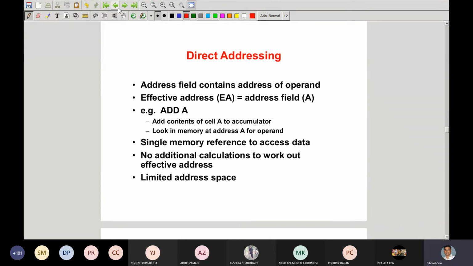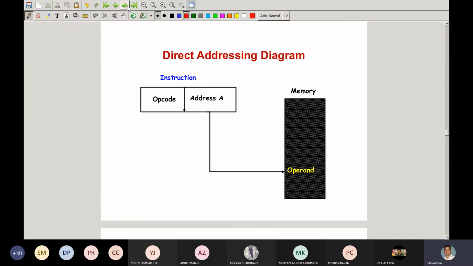In direct addressing, the effective address is the address field of A. So here in direct addressing, your opcode mentions some value and you go directly to the memory. It does not mean that after going to the memory, you have to go to another location to get the data. In the memory, the data itself is present directly.